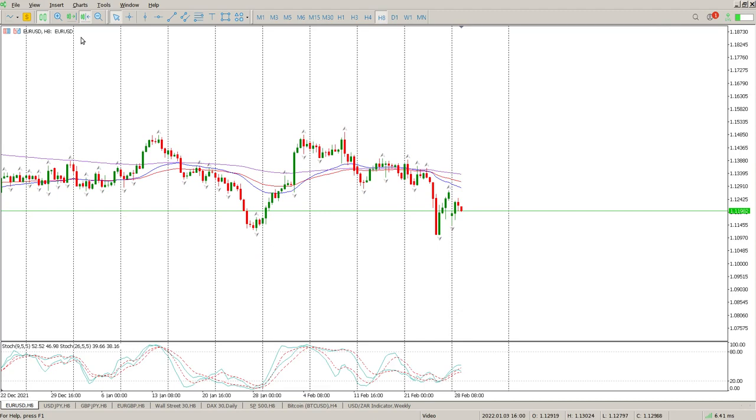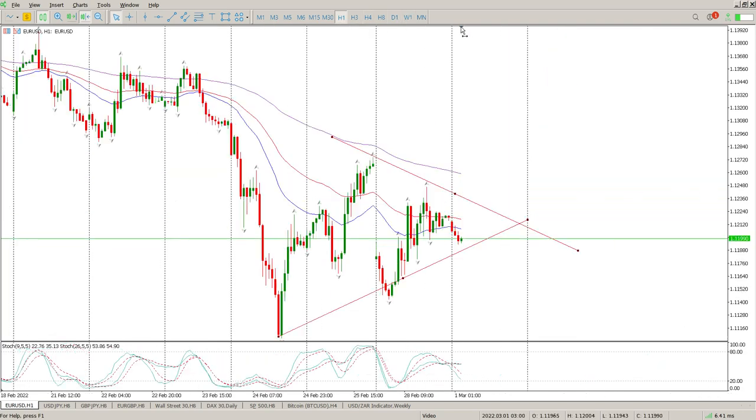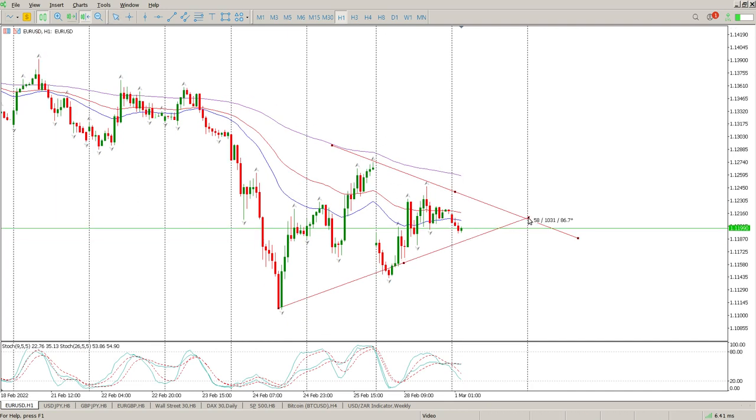So starting off with Euro USD as usual, and unfortunately the confusion is continuing. We are very much in a triangle or a holding pattern at the moment, so I'm kind of sitting on my hands with Euro USD. If you look at the 1 hour, there's the top trend line, there's the bottom trend line. We need to break out of this consolidation pattern before I start looking at anything.